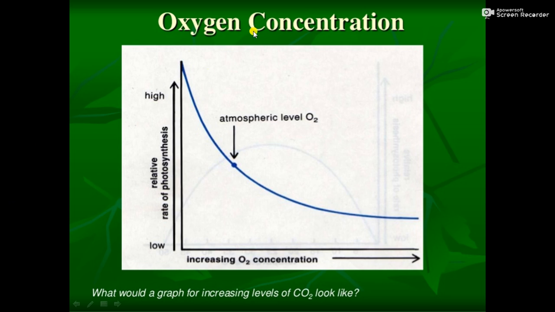So we can see the graph of oxygen concentration and photosynthesis rate. Here we can see the higher atmospheric oxygen level and the lower rate of photosynthesis. And when it's going low, the photosynthesis rate is going high.